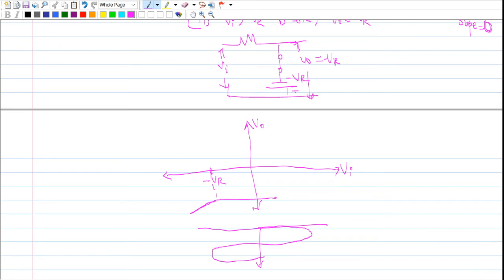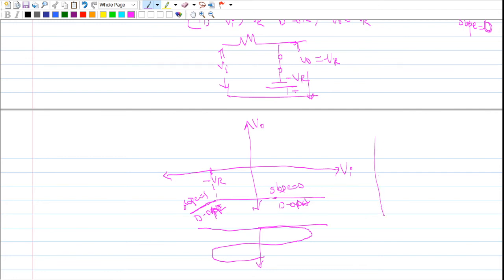In this part the slope is 1, so the diode is off. Slope is 1. Sorry, the diode is on. Slope is 0, diode off. Sorry, I think it is reversed. In the region where the diode is off, the slope is 1.